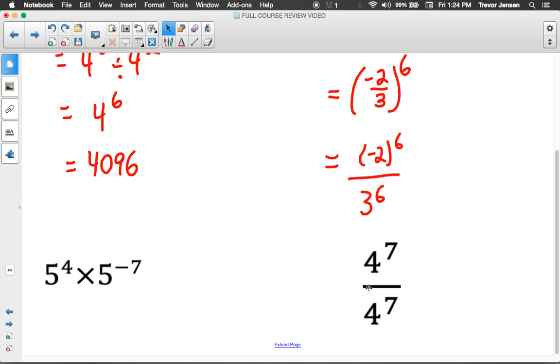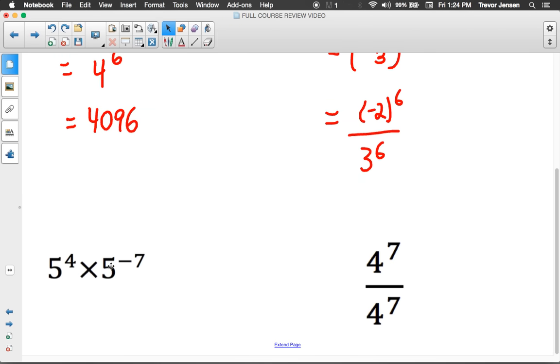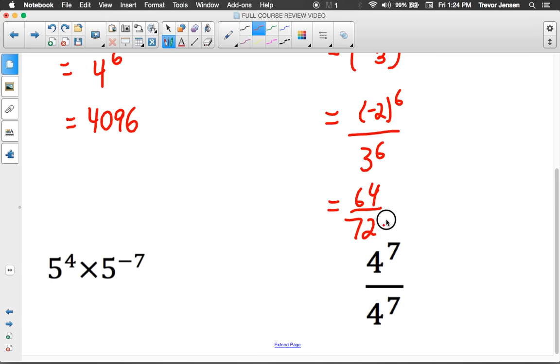And then I have to evaluate each of those powers. So negative 2 to the power of 6 is 64. And 3 to the power of 6 is 729. So that's fully simplified. I can't reduce that fraction any further.